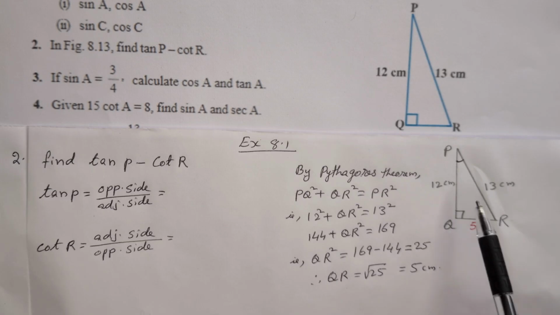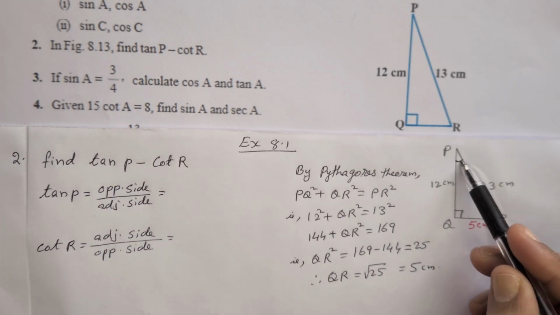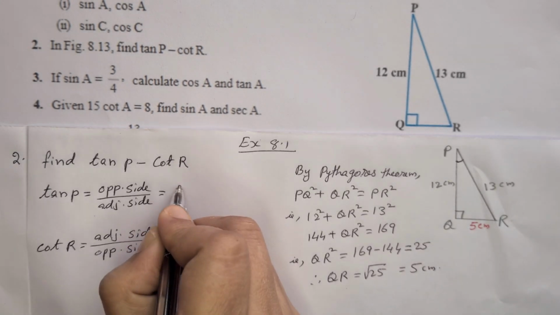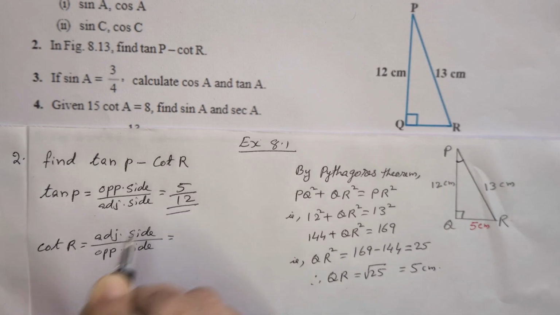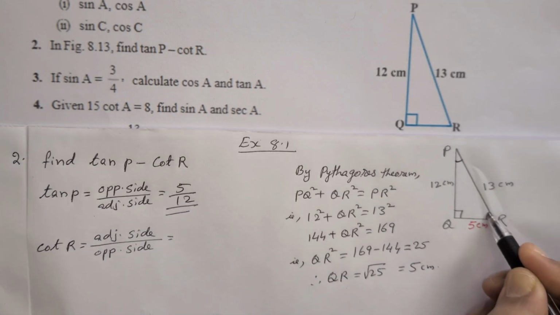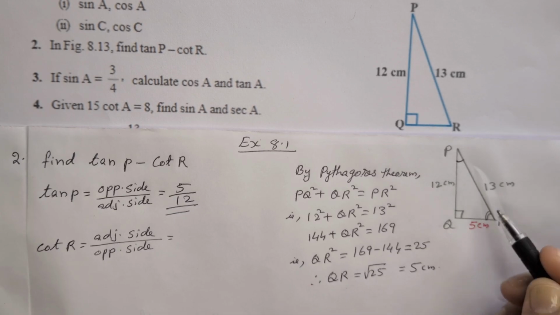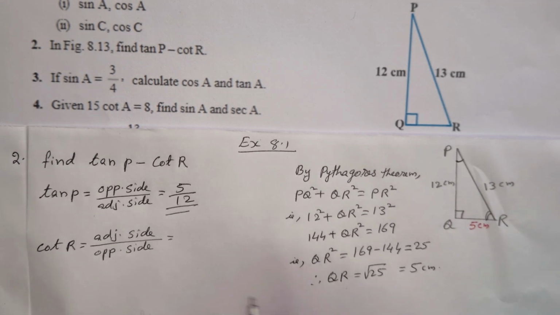Now we have all the three sides. Then we can write any ratio according to the question. First one, tan P. Tan P means according to angle P, opposite side by adjacent side. So 5 by 12. When we are writing the ratio, no need to write the unit. So 5 by 12. Then cot R, that is based on the angle R. Cot means adjacent by opposite. So 5 by 12.